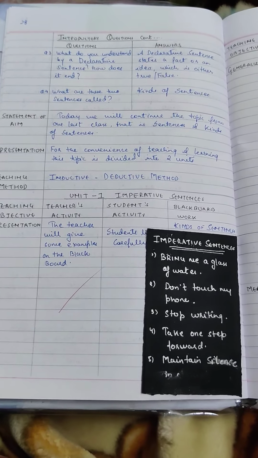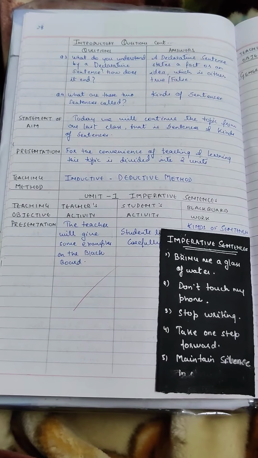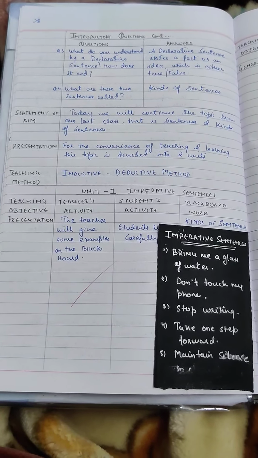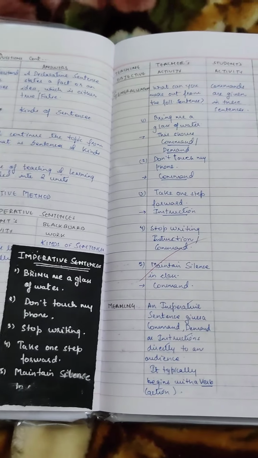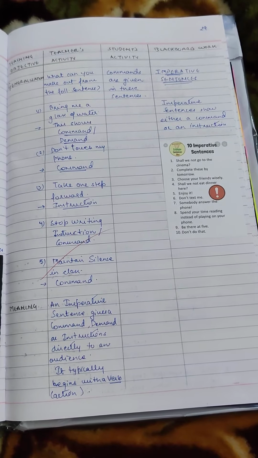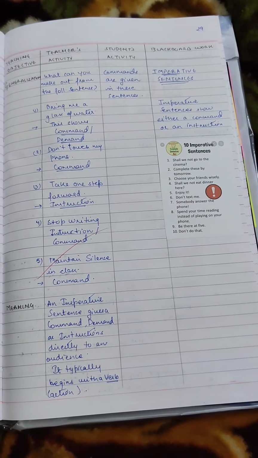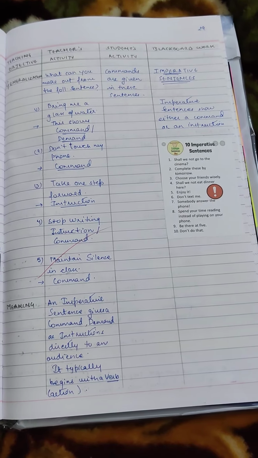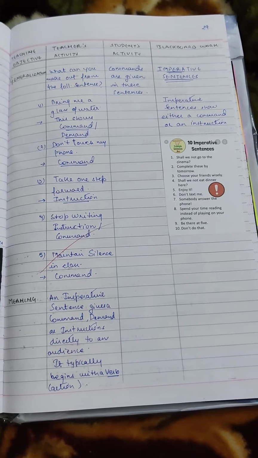Then we'll start with unit 1, imperative sentences. First is the presentation part, where the teacher will give some examples. Students will listen carefully. Then comes the generalization part. Here also some examples are given, like I've stuck a miniature of 10 imperative sentences. Then the meaning will be explained by the teacher.